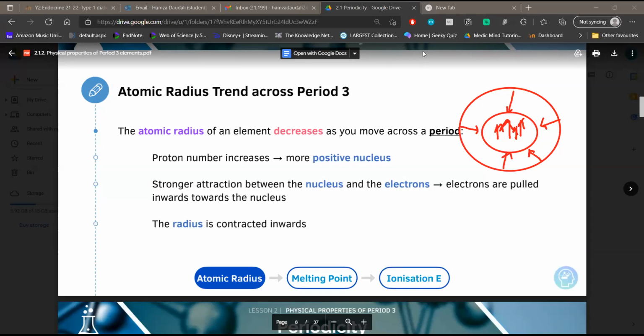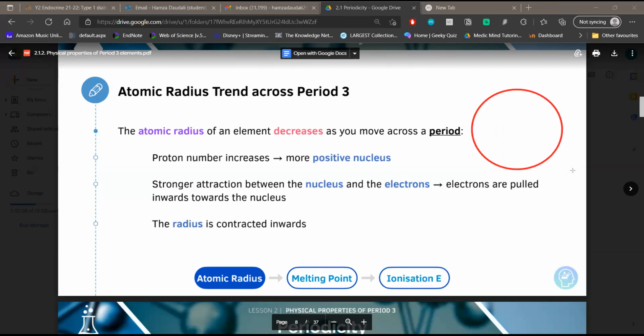Now, we'll probably touch on this in this lesson anyway, but a little bit of something different. What happens if you're going down a group? Why does this trend not continue? Why do we not have a decrease in atomic radius as you go down a group?